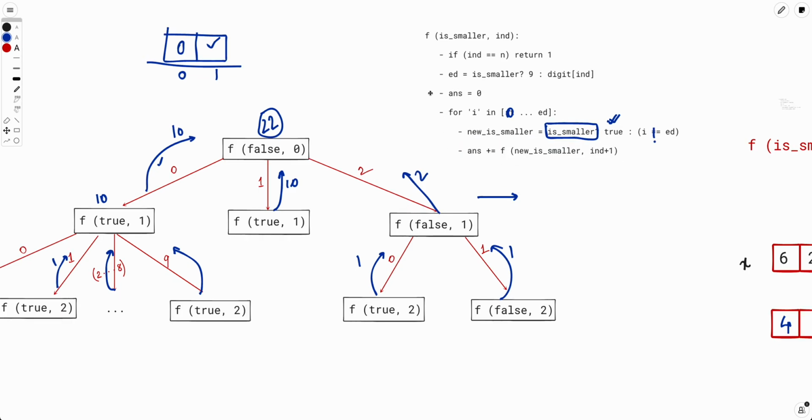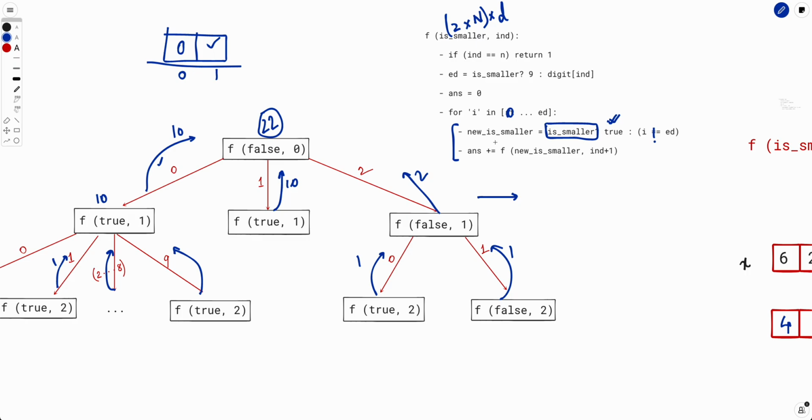What is the time complexity? Time complexity is simply the number of states multiplied by what we are doing inside each state. So what is the number of states? Is smaller can take two values, either true or false. Index can take n values, where n is the length of the string. So there are a total of 2 into n states. And inside each state, we are iterating over all the digits. So there are a total of d digits, let's say. So this is the complexity, n into d.